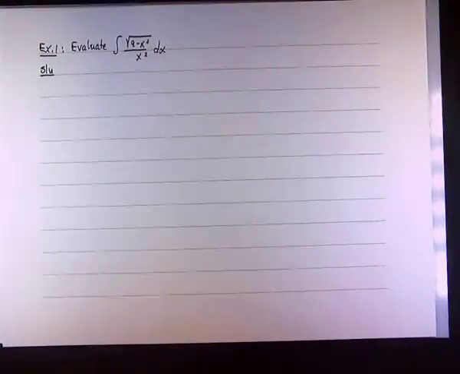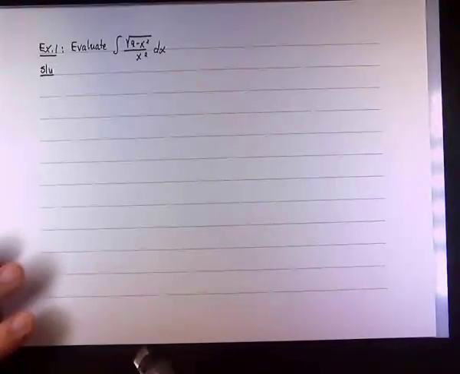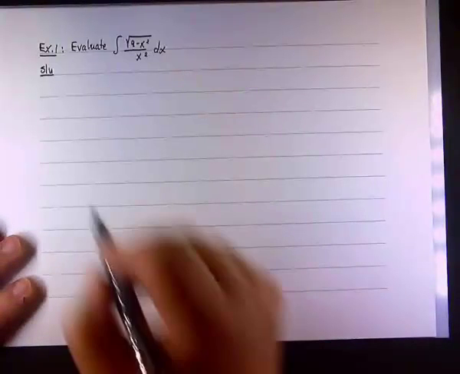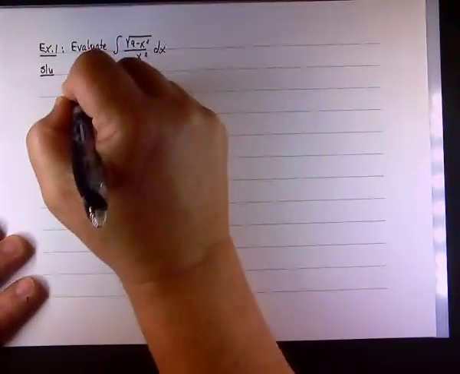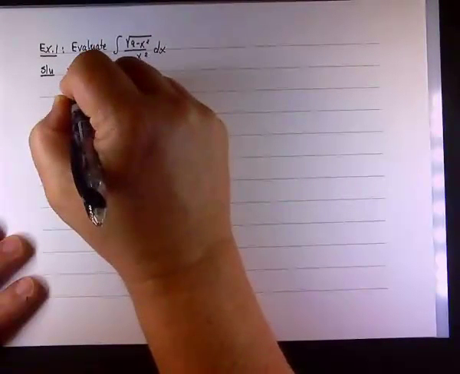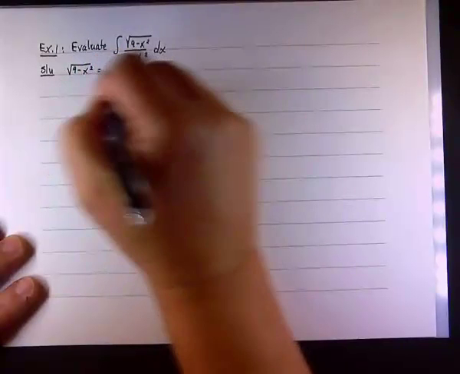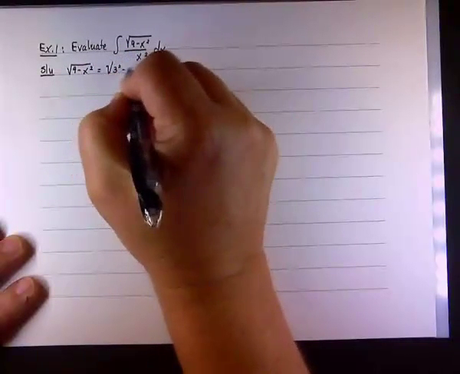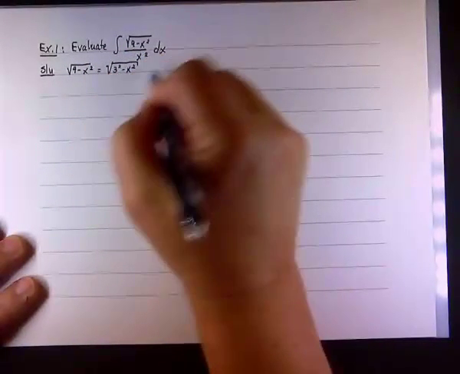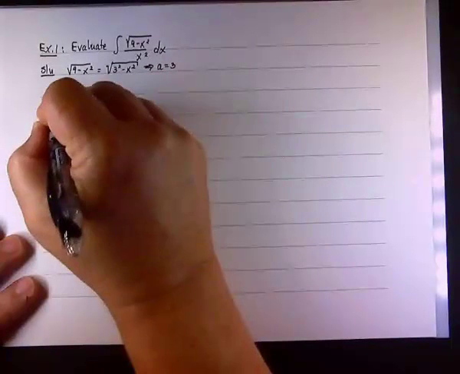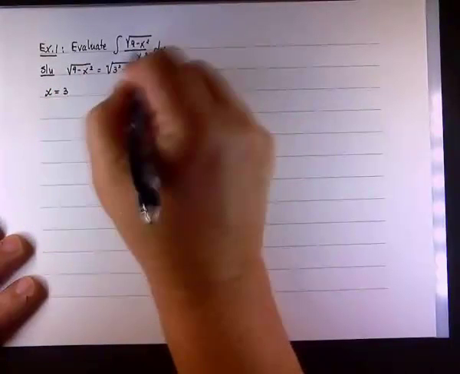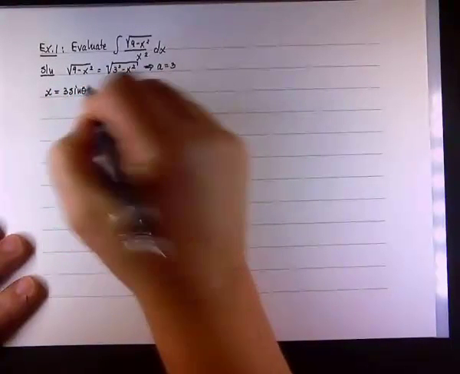So I'm looking at the numerator, and I see that I have 3 squared minus x squared, right? So a equals 3, and the substitution will be... okay, I can write the square root of 9 minus x squared as the square root of 3 squared minus x squared. So a equals 3, and we substitute x with 3 sine theta.